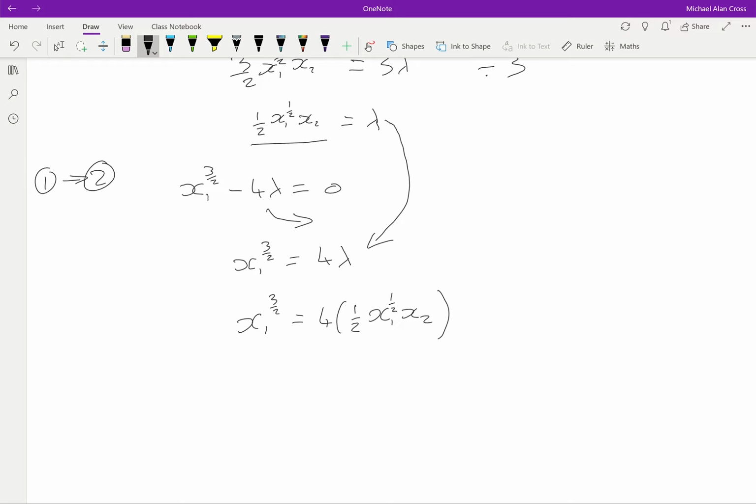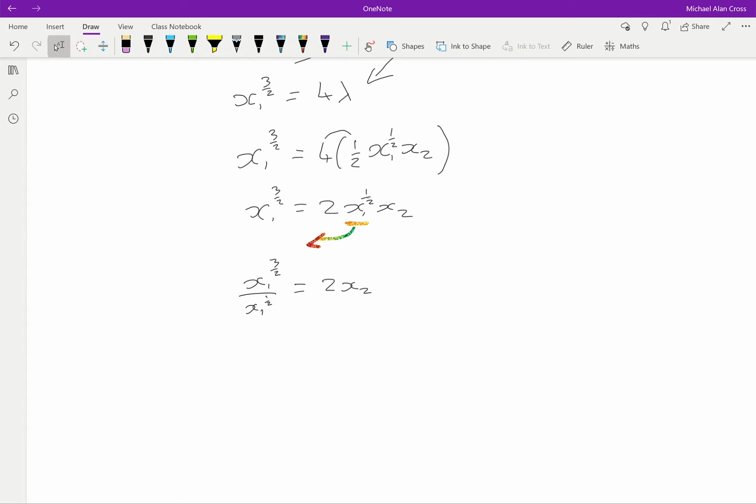Right, so this needs some tidying up. I can times those two together, multiply them together very nicely. That's good. 2x1 to the half x2. So now I need to tidy up, and I think my best bet is going to be to take this over to the other side, and it'll be divided. So it'll be x1 to the 3 over 2 divided by x1 to the half, and that will equal 2x2.